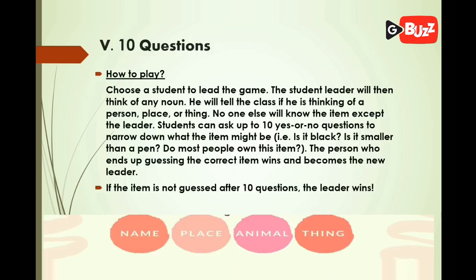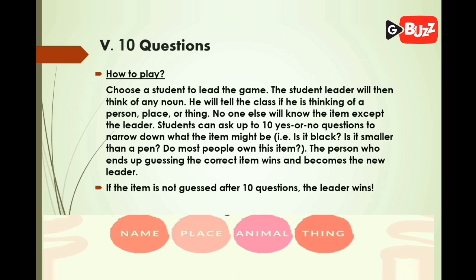10 questions. 10 questions is an improvised version of the age-old name, place, animal, thing game. How to play. Choose a student to lead the game. The student leader will then think of any noun. He'll tell the class if he is thinking of a person, place, or thing. No one else will know the item except the leader.